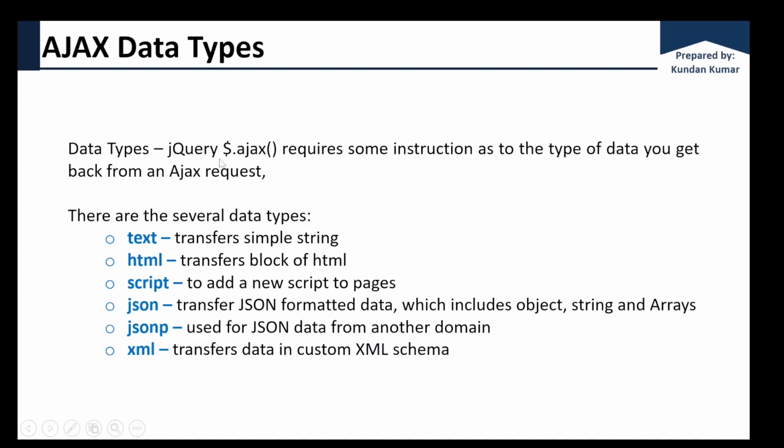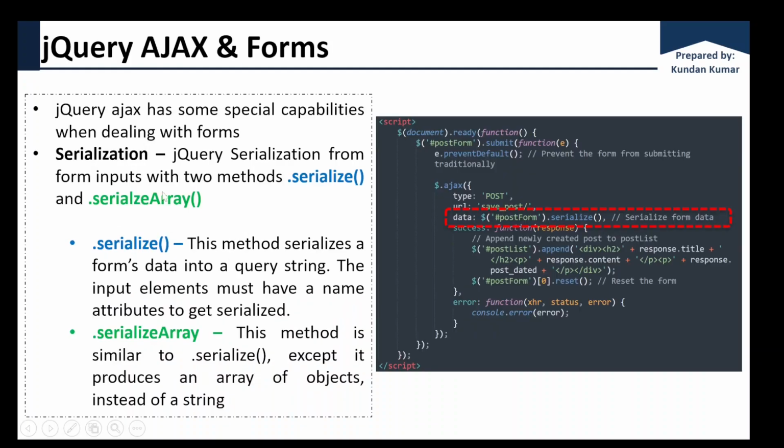So guys, this jQuery AJAX offers different kinds of data types. The dataType of the jQuery AJAX function requires some instructions as to the type of data you get back from the AJAX request. There are several data types: text, HTML, script, JSON, JSONP, and XML. There are also jQuery AJAX and forms. jQuery AJAX has some special capability when dealing with form data.